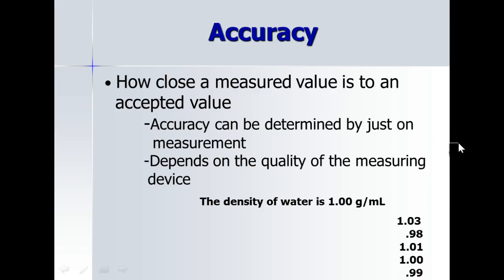So let's take a look and see what this looks like with measurement. Remember, accuracy is how close a measured value is to the accepted value. If we know that the density of water is 1.00 grams per milliliter, and these are the measurements that we got, 1.03, 0.98, 1.01, 1.00, and 0.99, do you think that is accurate or precise? Or maybe it's both. I would say it's definitely very accurate, and I would probably say it's precise as well because they're very close together.